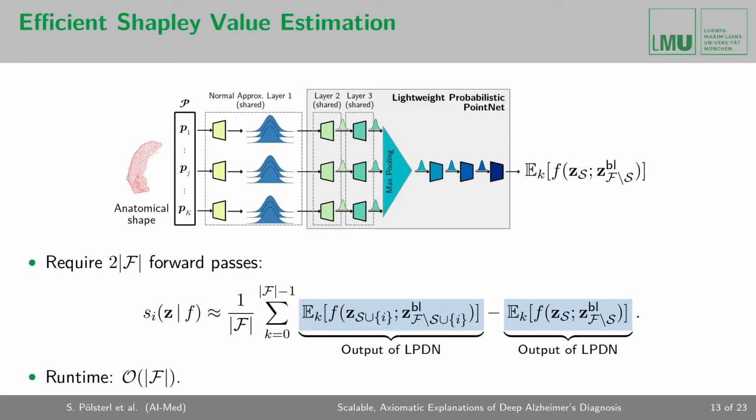This leads to the main result of our paper that allows us to estimate the expectation over sets of size k with a single forward pass through the lightweight probabilistic network. Therefore, one Shapley value can be computed in linear time and all Shapley values in quadratic time.